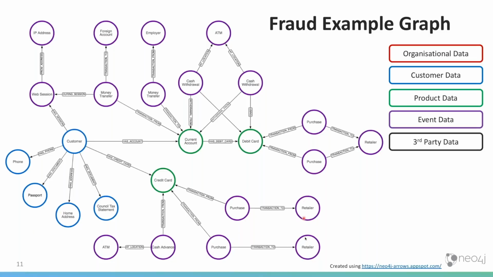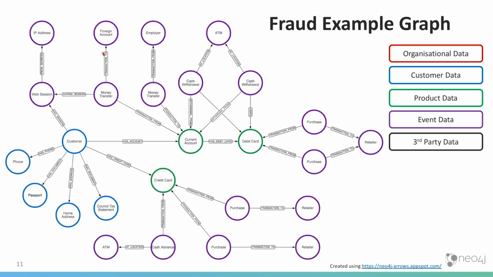Or again, you might look at these retailers and understand if they've recently been associated with fraud on other customer accounts. Same goes here with the debit card. It was used to make 2 purchases at a retailer. The same things apply. Cash withdrawals from a different ATM. So again, you'd want to know the location of that ATM. This is probably less suspicious. You've got a money transfer into the current account from that person's employer.